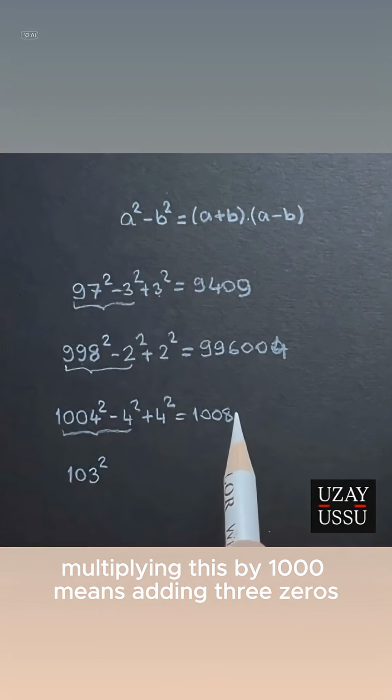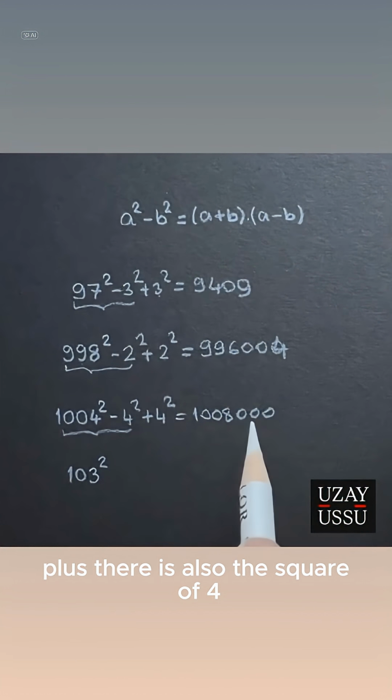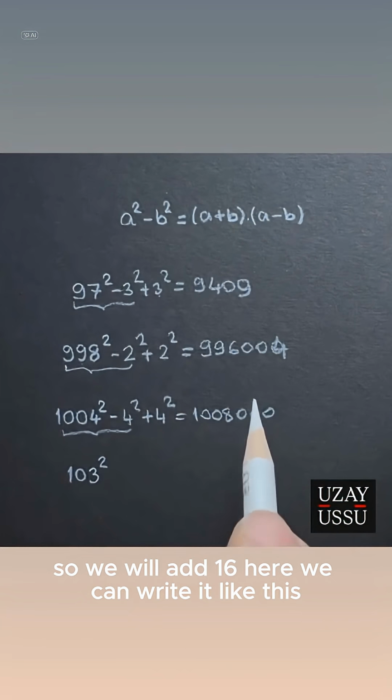Multiplying this by 1000 means adding 3 zeros. Plus, there is also the square of 4. So we will add 16 here. We can write it like this.